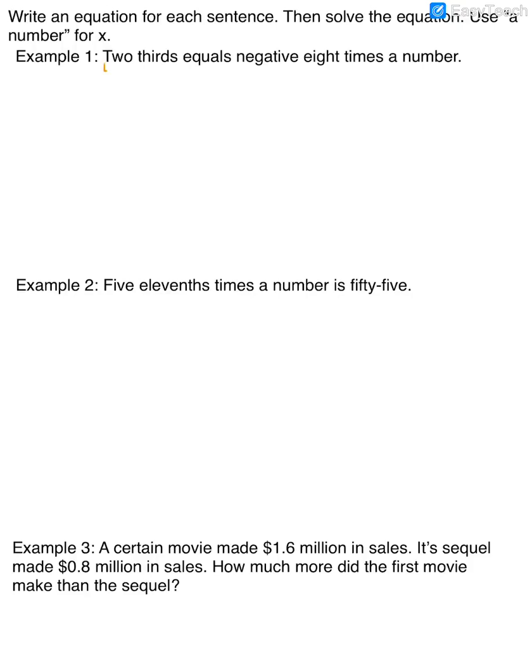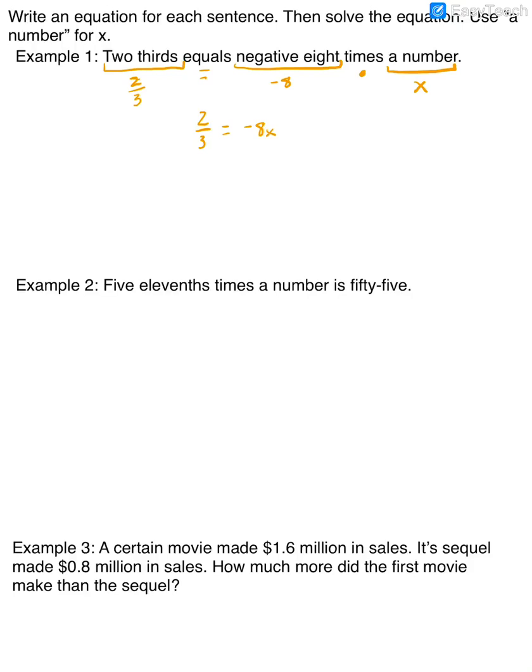So let's go through this. There's 2/3. There's an equal sign. I see a negative 8, and then times a number. So it says to use x for when you see a number. So then my simplified version of my equation would be 2/3 equals negative 8x. So then this becomes just another problem where it looks like negative 8 is multiplied to x.